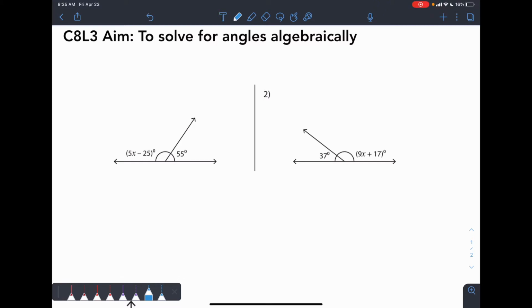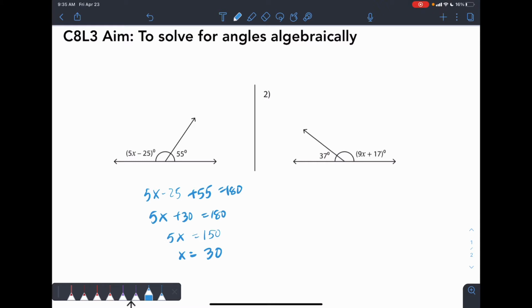So I'm going to say 5x minus 25 plus 55 is equal to 180. And then I'm going to collect my like terms and simplify. So negative 25 plus 55 is 30. 5x plus 30 is 180. I subtract 30 from both sides. 5x is equal to 150. And then x should be equal to 30.